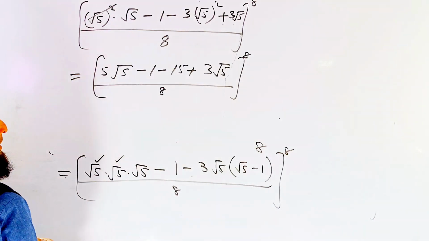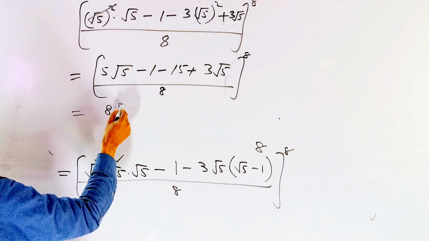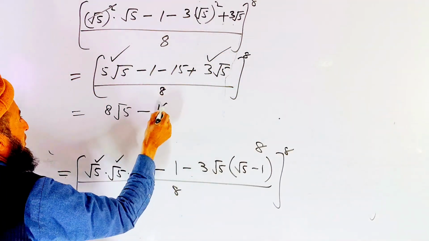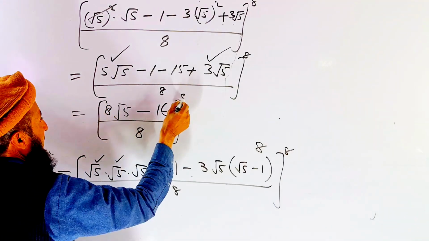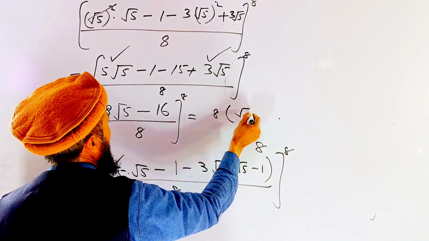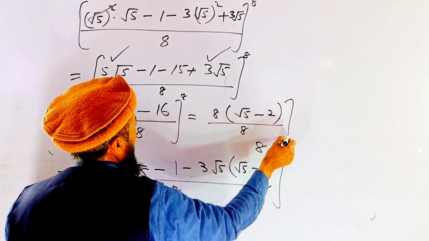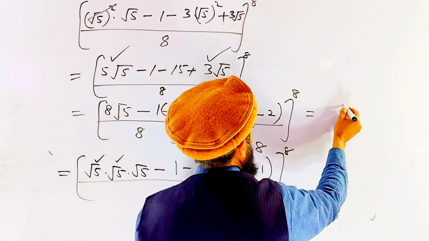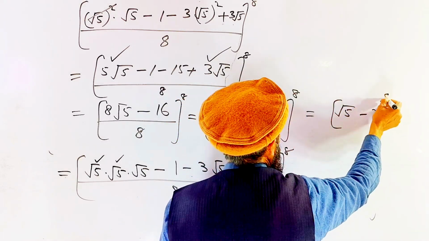be minus and minus minus plus. So we get here 8 5 under the root, we add these two terms, minus 16 divided by 8 whole exponent 8. So 8 is common, taking 8 common, we can write 5 under the root minus 2 divided by 8 whole exponent 8. Both are cancelled, so we get here 5 under the root minus 2 whole exponent 8.